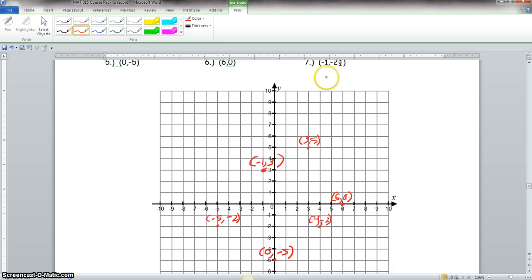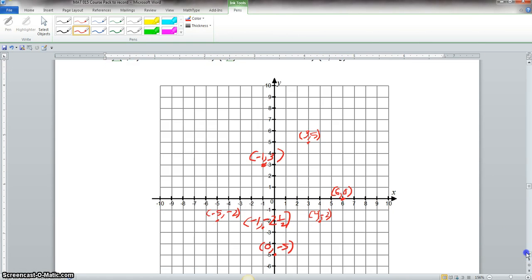Now last but not least, we have negative 1 and negative 2.5. So first we go to the left 1, and then negative 2.5. That means we go down 2 and halfway in between 2 and 3. So this is our point here. We had negative 1, comma, negative 2.5. Okay, and this is how we plot those points.